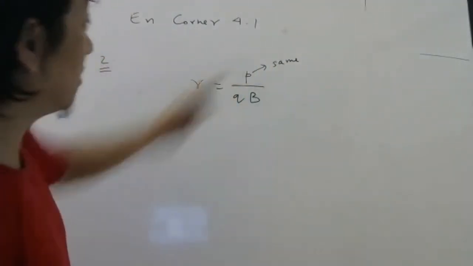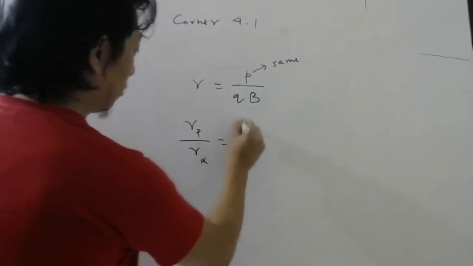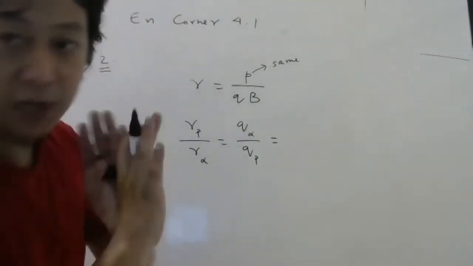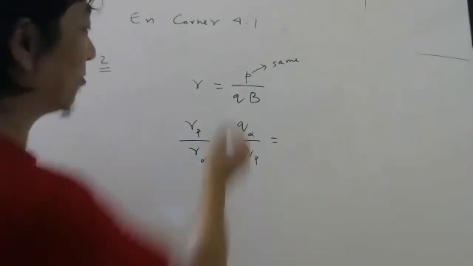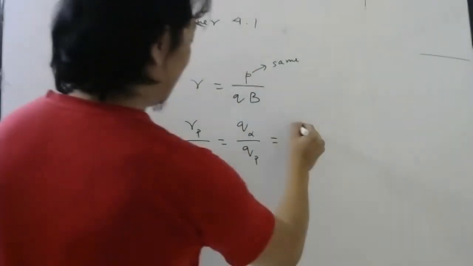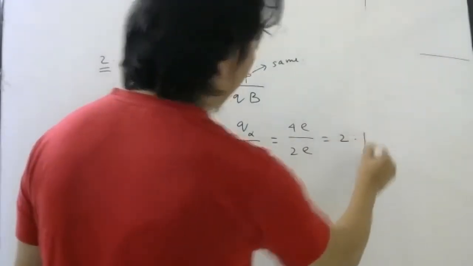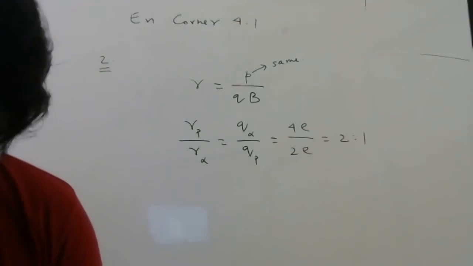So momentum is same. So since momentum is same, the ratio of radius of proton by alpha will be charge of alpha by charge of proton. Mass will not come in the formula because mass into velocity is same, momentum is same. This is 2e, this is e. So this will be 2:1. Yeah, correct. Last one I have done.